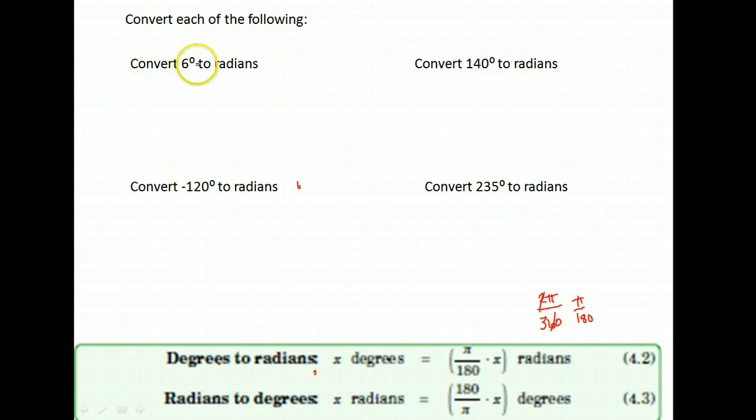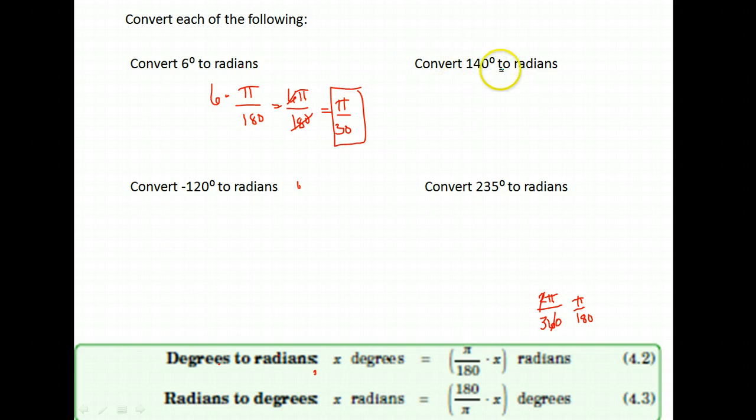So here we're asked to convert 6 degrees to radians. Now when you're converting from degrees to radians, you multiply by pi over 180 and then reduce. Okay, so we take our 6 degrees times pi over 180. That gives me 6 pi over 180, and then I want to reduce this fraction. 6 goes into 6 once, leaving with just pi, and 6 goes into 180 30 times. So 6 degrees is the same as pi over 30 radians.